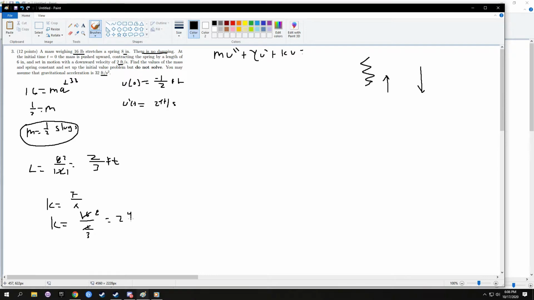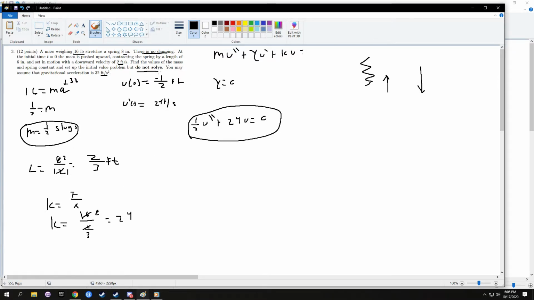Now I have everything, so I just plug it all in. Gamma is 0, so this goes away. I have my mass, so 1/2 u double prime plus 24 u equals 0. That's your answer. It's a very easy problem, an easy 12 points, and it doesn't ask you to solve. I can make this a little easier by multiplying everything by 2 to clear the fraction, but it doesn't really matter.